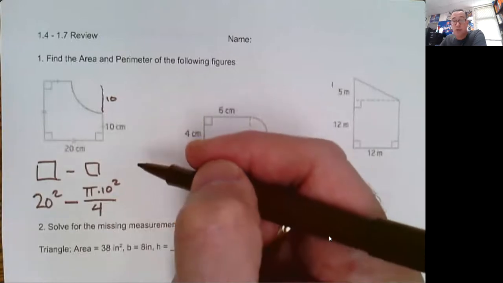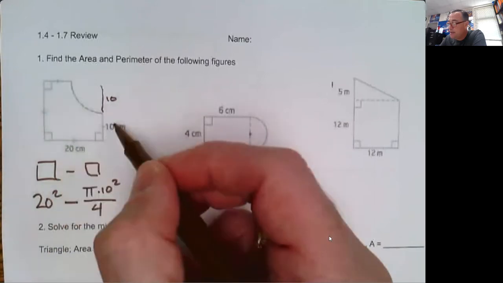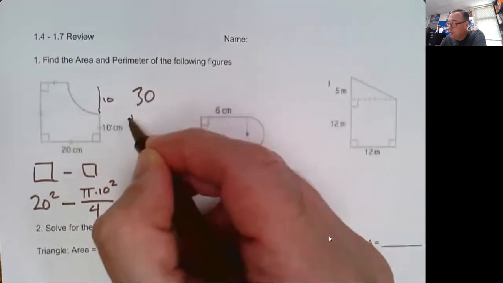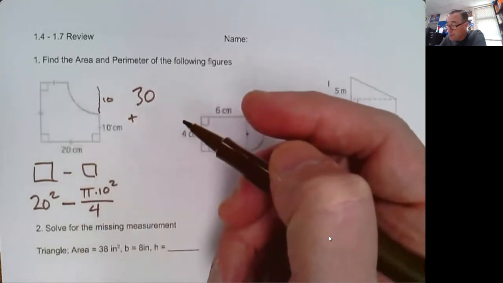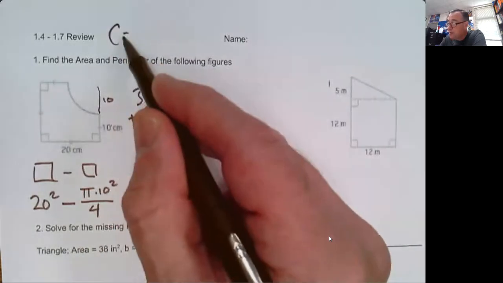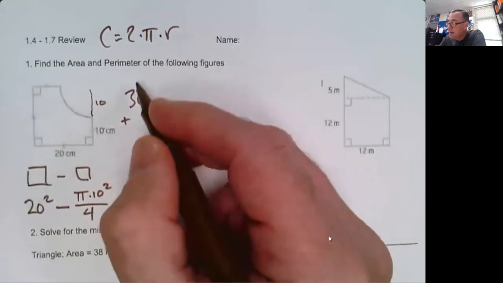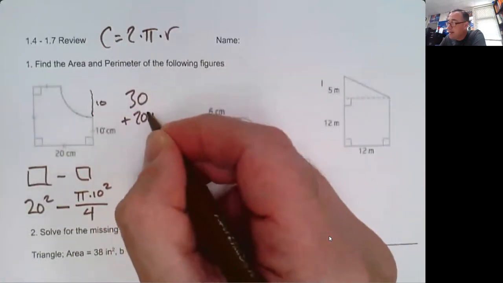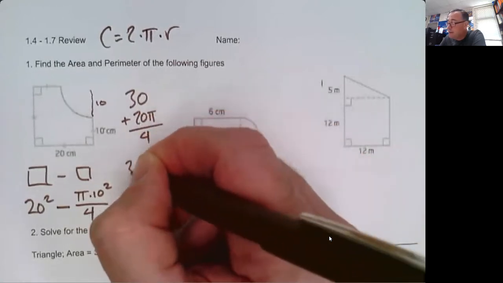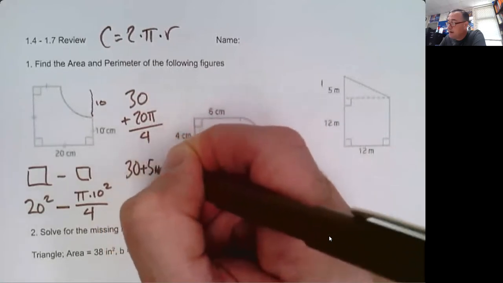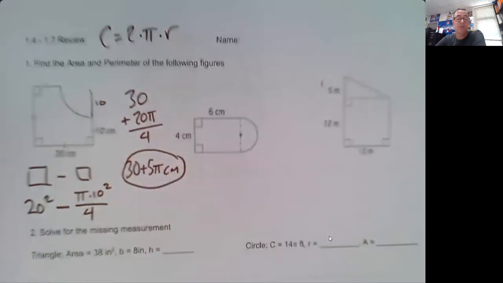If I'm going to do perimeter, I basically need to add all the outsides, right? So we'll have 20 and 20 and 10 and 10, so that's a total of 30. Plus, this is a quarter of the circumference of this circle. Now, the circumference is 2 times pi times the radius, and our radius is 10, so that is going to be 20 pi. That's the whole circle. But if I divide that by 4, 20 divided by 4 is 5. So we will have 30 plus 5 pi centimeters is the perimeter of that shape.